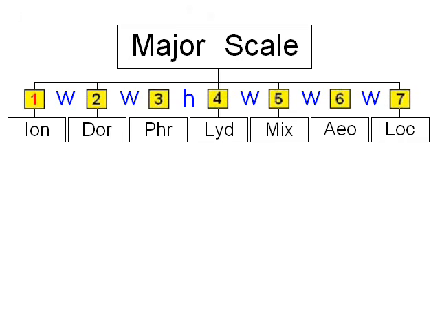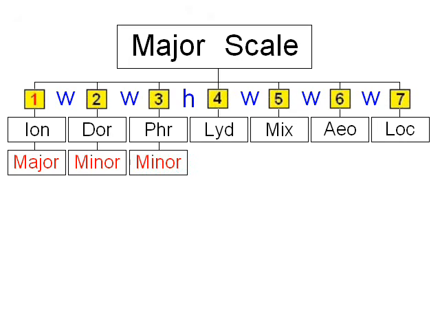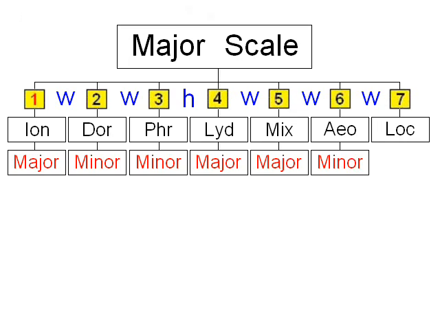Starting again with Ionian, we have a major scale. Dorian, minor. Phrygian, minor. Lydian, major. Mixolydian, major. Aeolian, minor. And finally, Locrian, which is the odd one out because of its diminished flavour.